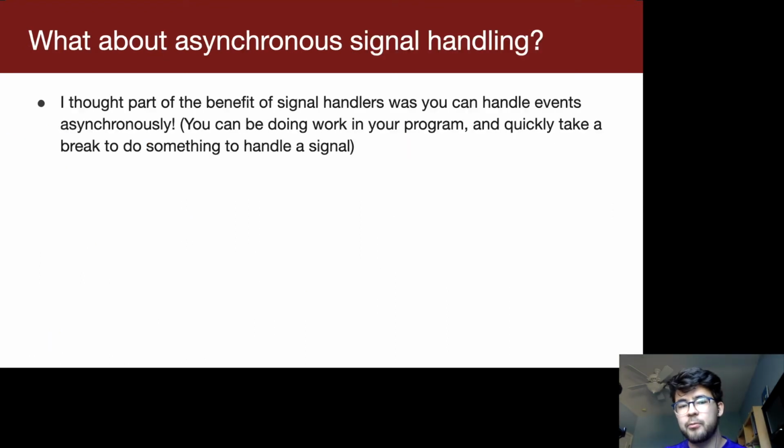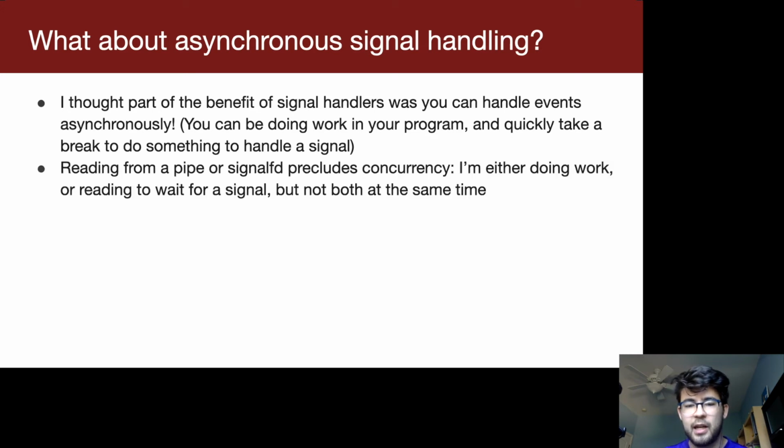But it seems like with this self-pipe trick, and with setting a flag or something, that kind of removes that potential for concurrency. Right? Inside of your main code, you can either be doing work, which means that you're not reading from the pipe, or you could be reading from the pipe to wait for a signal, but you can't do both at the same time, because those two things both involve using the CPU for something. Right? Does this make sense to people? Thumbs up, thumbs down?